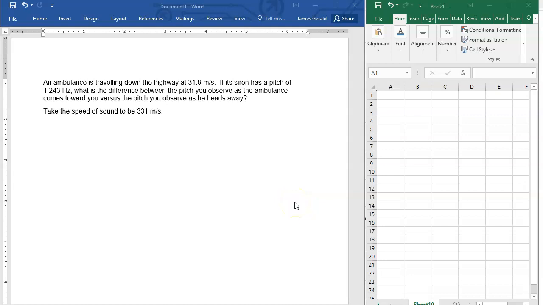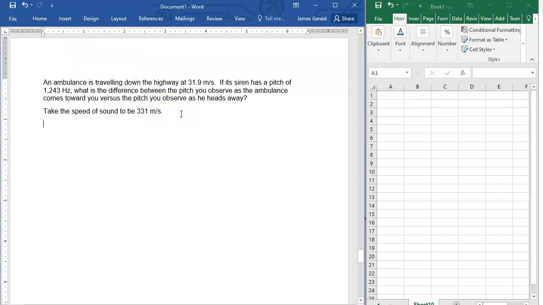So I have an ambulance going down the highway and it's moving at 31.9 meters per second. If the siren has a pitch of 1243, what is the difference in pitch you observe as the ambulance comes towards you versus the pitch you observe as it heads away? And take the speed of sound to be 331 meters per second.